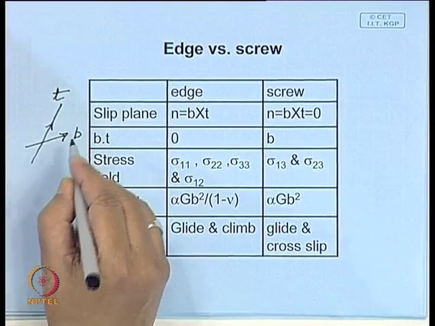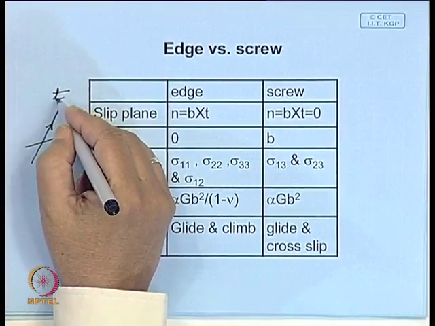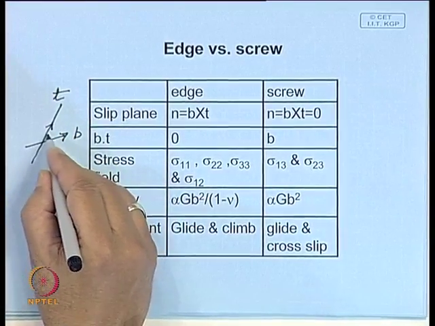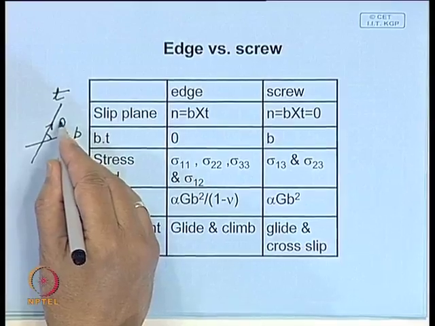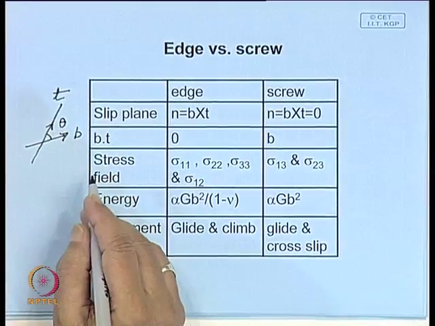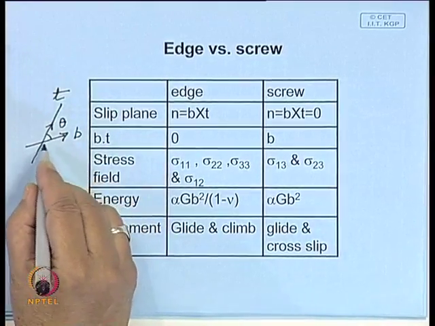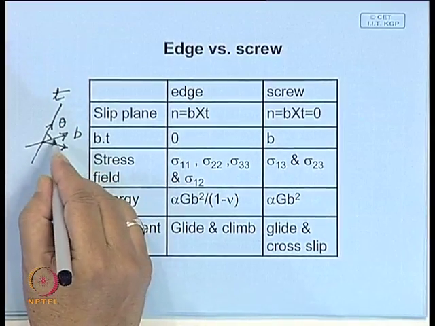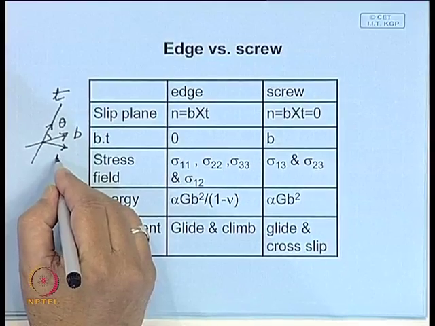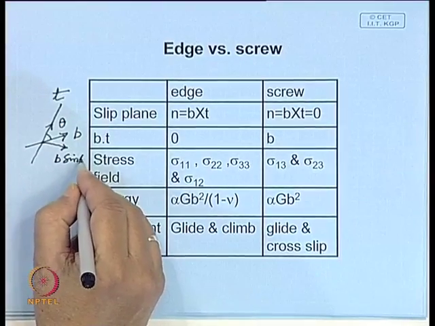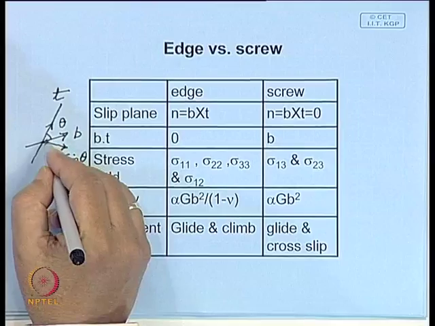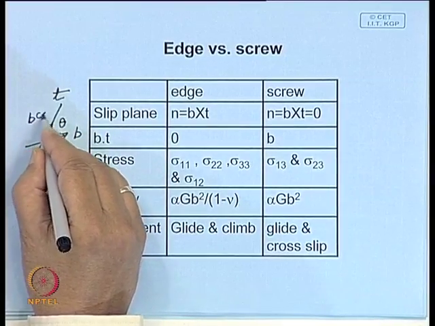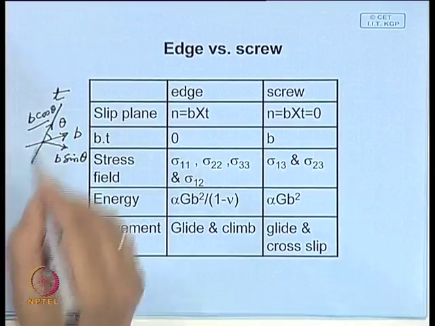This is b. Suppose this is the unit vector representing the dislocation direction t, and this is the Burgers vector, and the angle subtended is theta. Then clearly this is a mixed dislocation and it has an edge component, which is like this, b sin theta, and this is the screw component, which is b cos theta, of the Burgers vector.